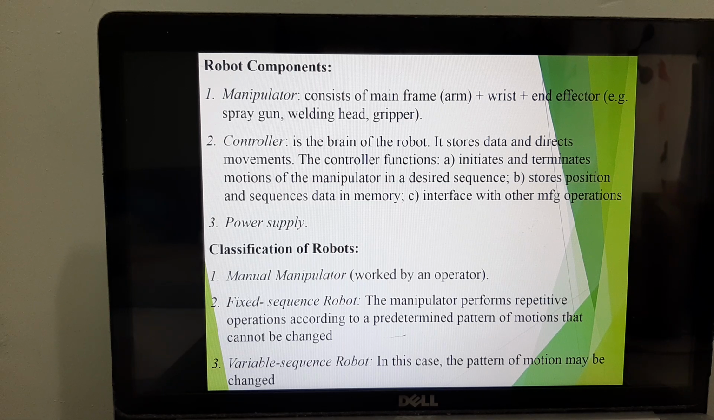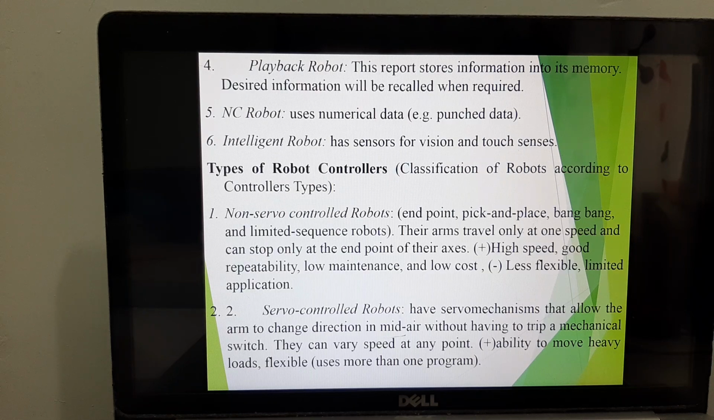Then we have the variable sequence robot. In this case, the pattern of the motion may be changed, so the robot is able to do multiple sequences or multiple tasks. It can first do some painting, then you can make it go and do some packaging, and then it can come back and do the painting again. That is a multiple sequence robot.